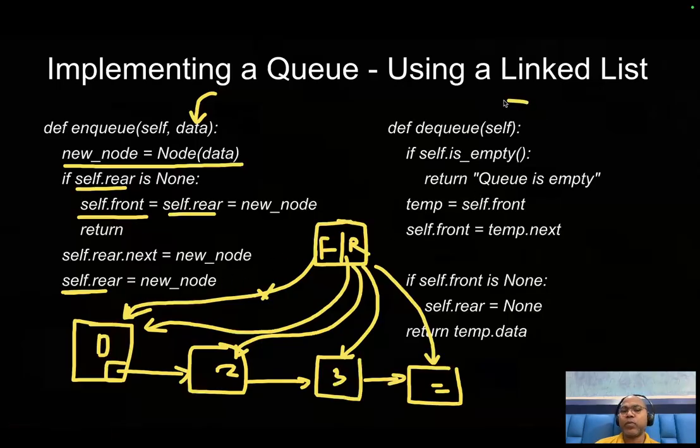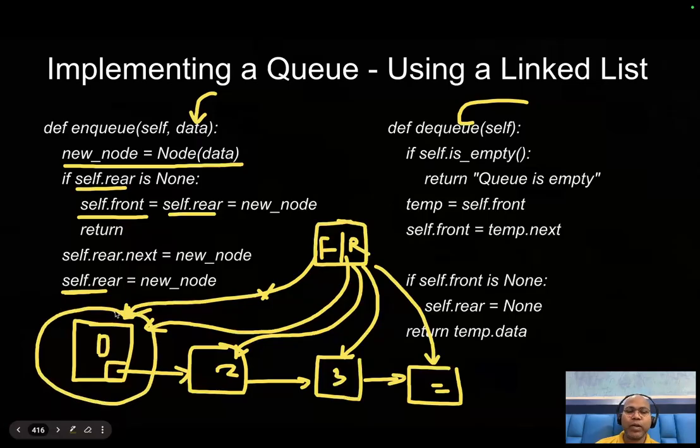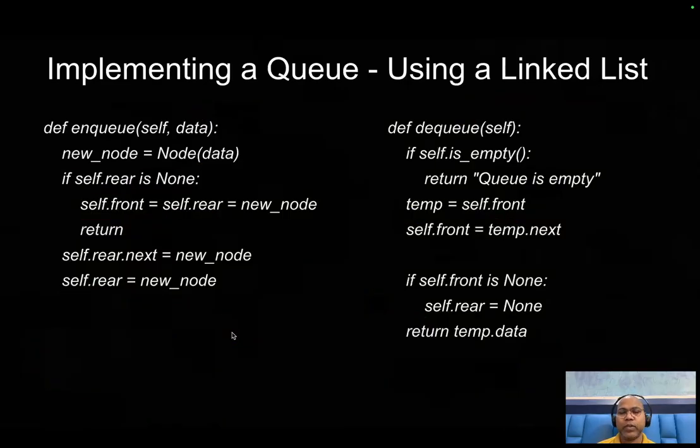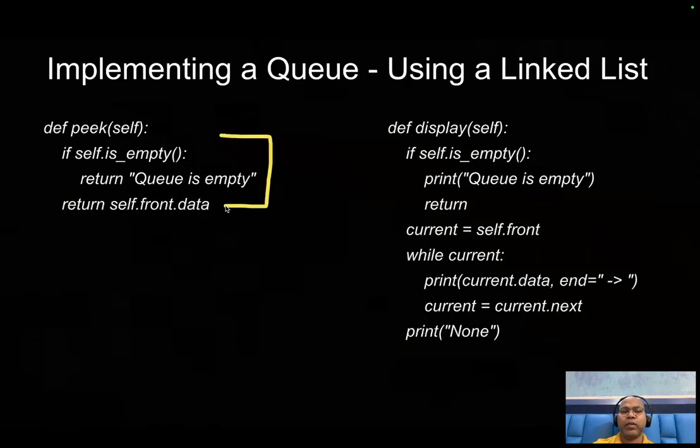If someone is going to perform the dequeue operation, in that case we return our front part: take our front part, and front becomes the next front. Now remove this, return this, and next time this becomes the new front. In this way, you can implement your Enqueue and Dequeue. Similarly, other operations like peek and display you can also implement.